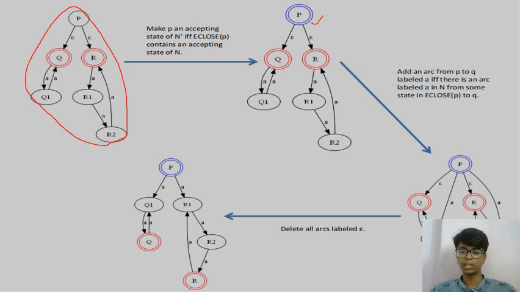Then we convert this, where we directly take P with A to R2, and then delete all arcs labeled epsilon. We delete all arcs labeled epsilon and convert them to A, which is directly converted to A. So this is the final NFA without any epsilon transitions.